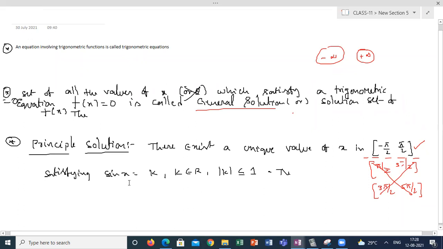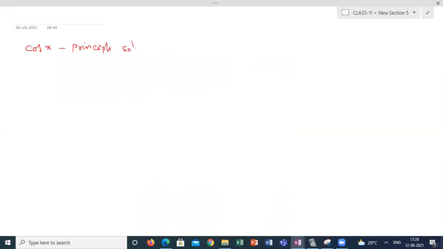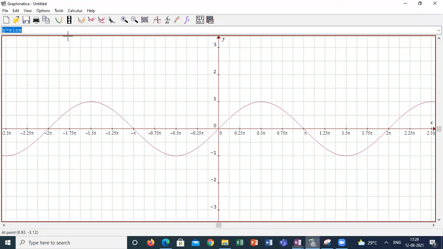Can anyone explain the principal solution of cos x? Students, what is the principal solution? I will show the graph. At least from the graph, anyone can give the principal solution of cos. Equal to cos x. What is the principal solution? I can take pi by 2 to minus pi to 0.